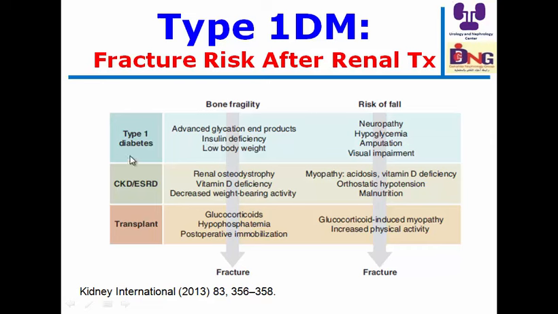So all these are risk factors that increase the risk of fall, and increasing risk of fall leads to increasing risk of fracture. Again, in type 1 diabetes after kidney transplantation, there is an increased risk of fracture because of increasing risk of bone fragility and risk of fall. Again, diabetes is a very important disease because it is a very common cause of end-stage kidney disease.